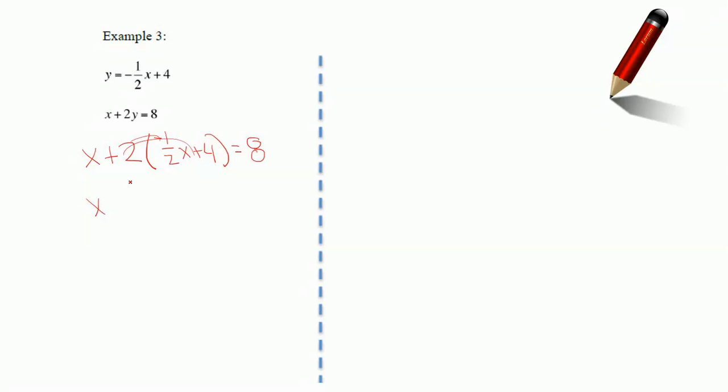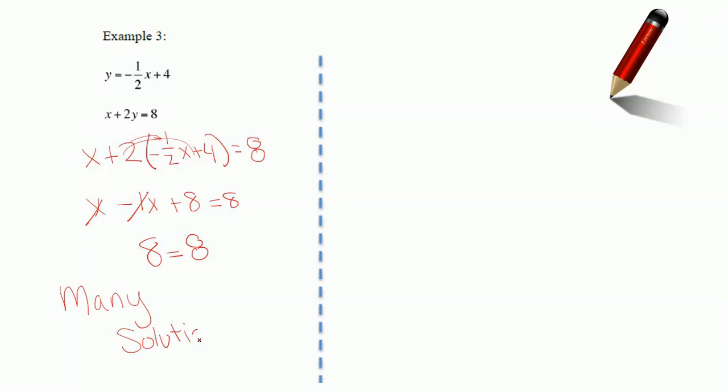X. Oh, that should be a negative 1/2, shouldn't it? 2 times a negative 1/2 is negative 1x. Plus 8, 2 times 4. Oh, x's are gone. I get 8 equals 8. Does 8 equal 8? I sure hope it does. So what this is called is many solutions.